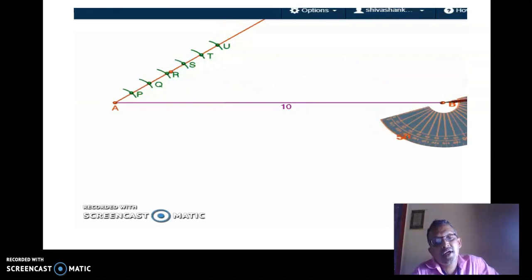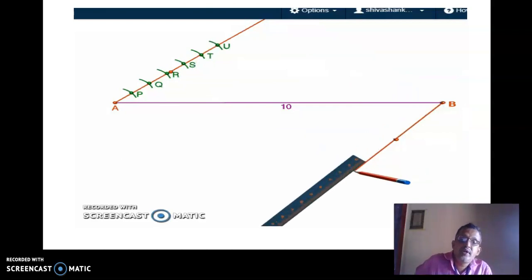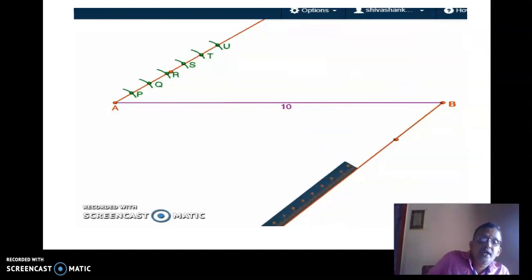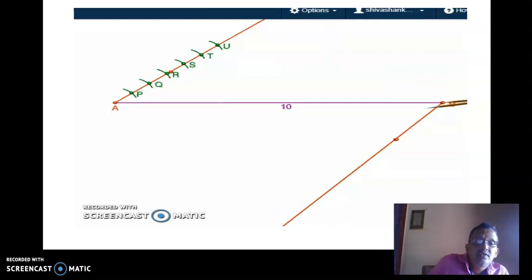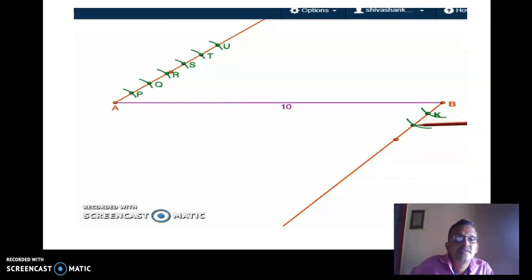Similarly, draw an acute angle at B like this. So here also cut this line with same radius, 6 equal parts. Now this point is K. From K with same radius, V.